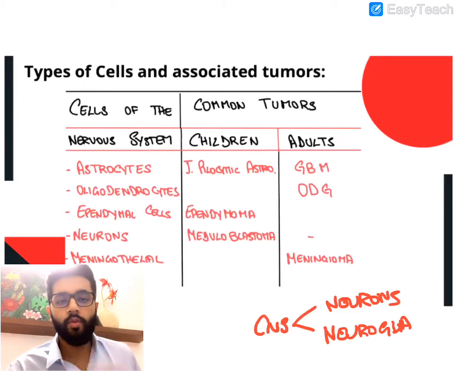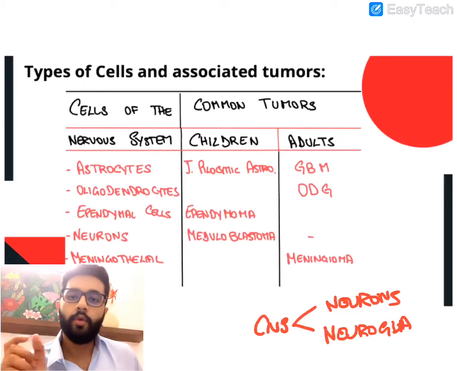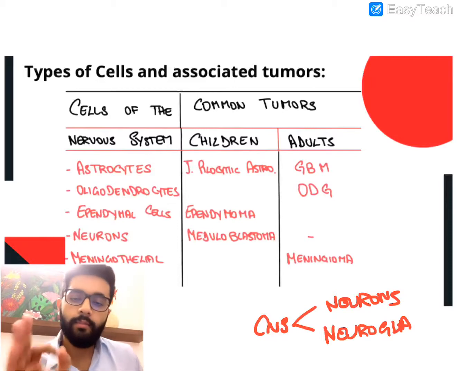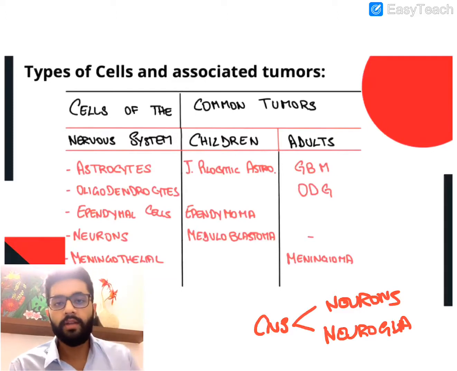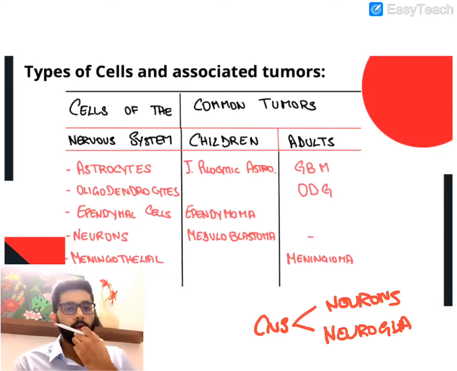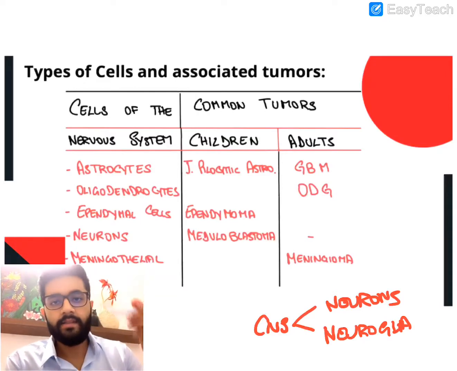And these Schwann cells are again supporting cells that are found for the cranial nerves and the peripheral nervous system, and they have the same function as the oligodendrocytes, which is myelination, but again of the peripheral nerves and the cranial nerves. Okay, so coming to the malignancies that arise from each of these cells, the common ones which are seen in children and in adults.